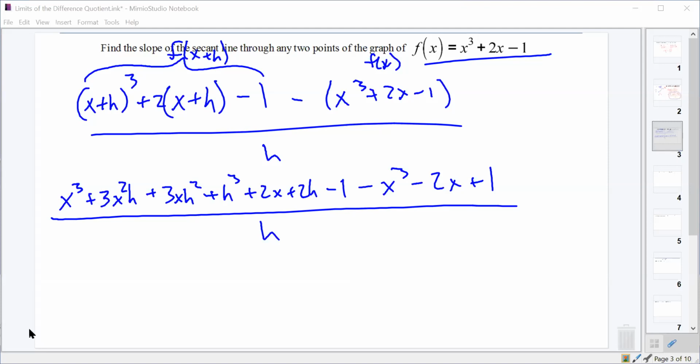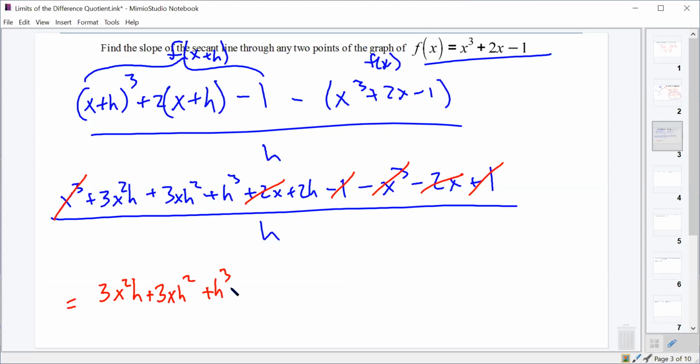It would be even more wonderful if we could cancel some stuff out, like an x cubed and a minus x cubed, and a plus 2x and a minus 2x, and a minus 1 and a plus 1. Everybody good with canceling all those out? So that leaves me with 3x squared h plus 3xh squared plus h cubed plus 2h all over h. And what do we notice about all the terms that are left? They all had h in them.